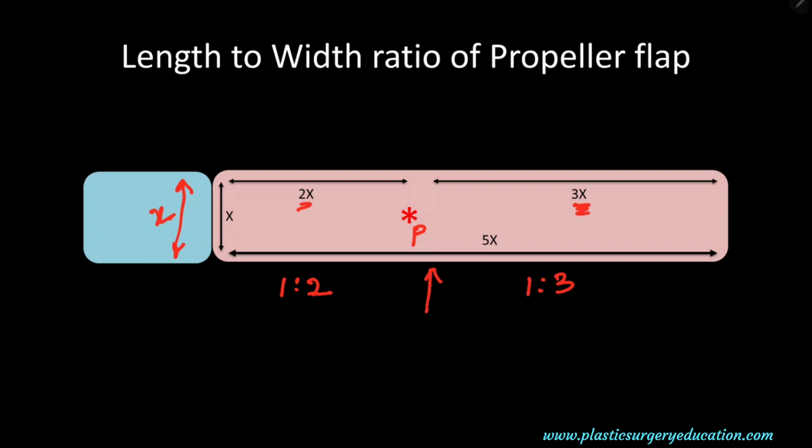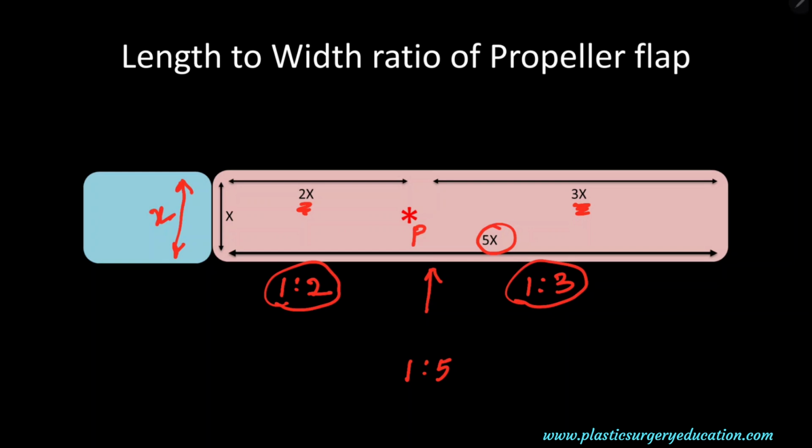The total length of this flap is 3x plus 2x, which is 5x. So we don't have a single flap with a ratio of 1:5. We have two different flaps, of which the ratio of one flap is 1:2 and the ratio of the second flap is 1:3. So these flaps fall within our safe territory, or our typical definitions of safe flaps.